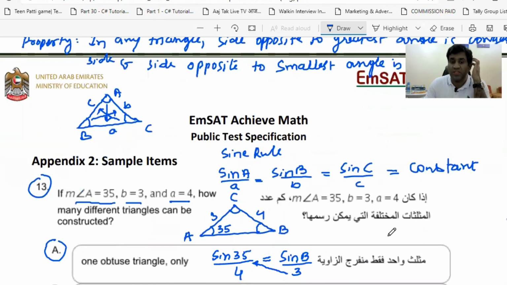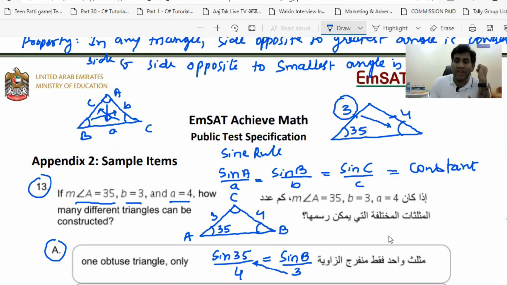Now how do I make use of this? Look here. If I'm drawing a triangle ABC, and this angle is 35 degrees and the opposite side is 4, and I don't know what this other angle is, but its opposite side is 3. Now the length of a side depends on its opposite angle. If the angle is smaller, its side is going to be smaller. So I can say that whatever angle B is, it will definitely be smaller than 35 degrees, because its opposite side is smaller than 4. However much smaller it may be, even 34 or 33, I don't mind.